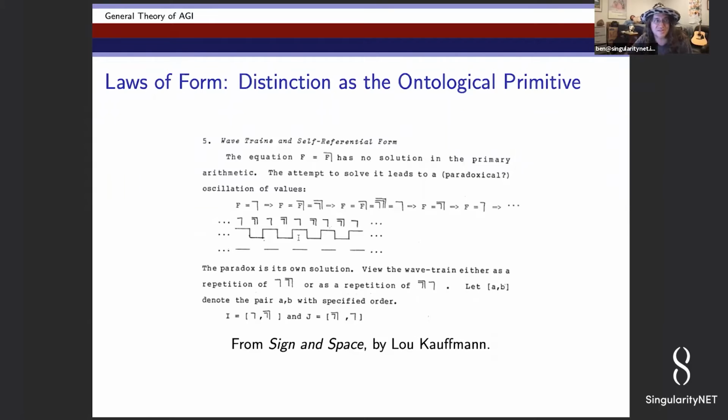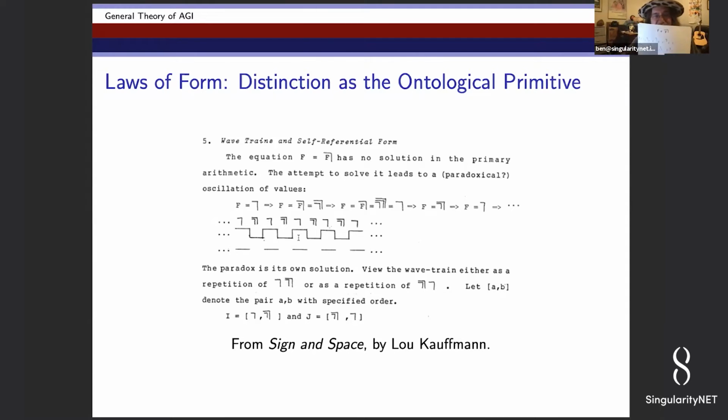His work is still amazing. You can look up Louis Kauffman at University of Illinois, Chicago, I believe. He's got a bunch of amazing stuff on the web in physics, philosophy, and math. But one observation he made way back when in his paper Sign in Space is that if you have an equation F equals not F, there's sort of two ways to look at the solution to it, right?